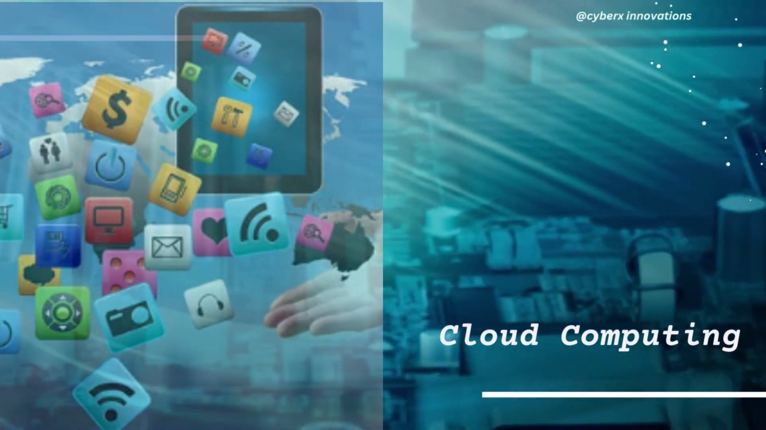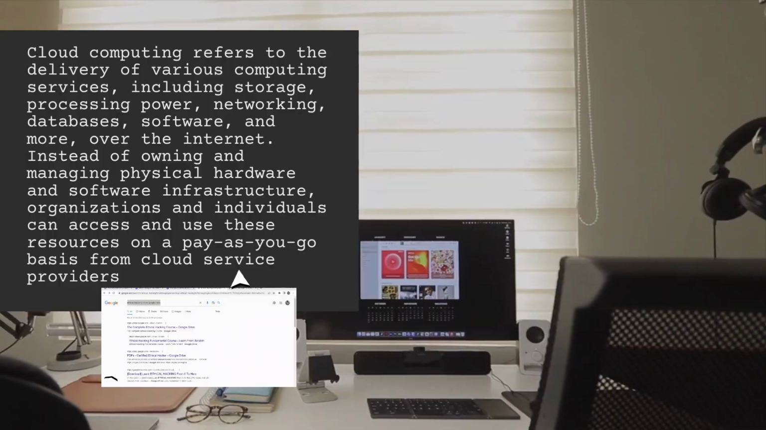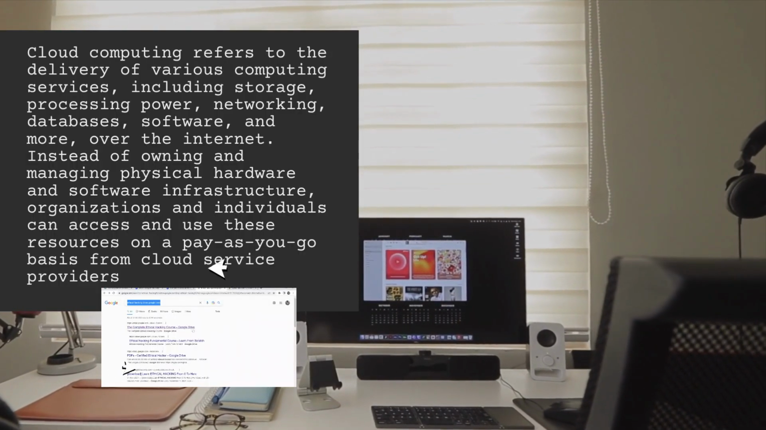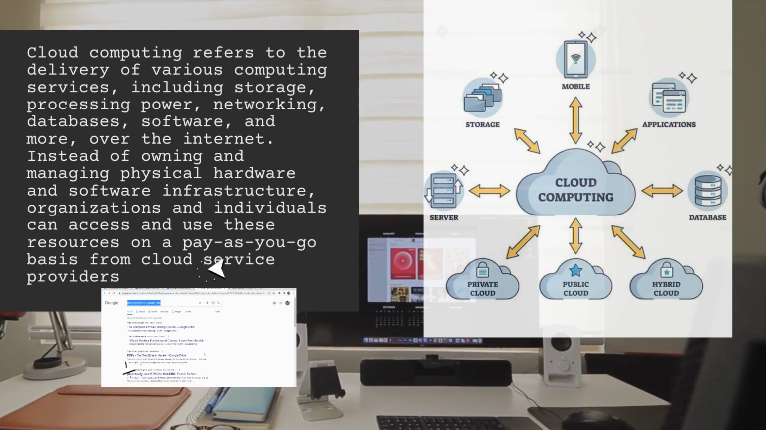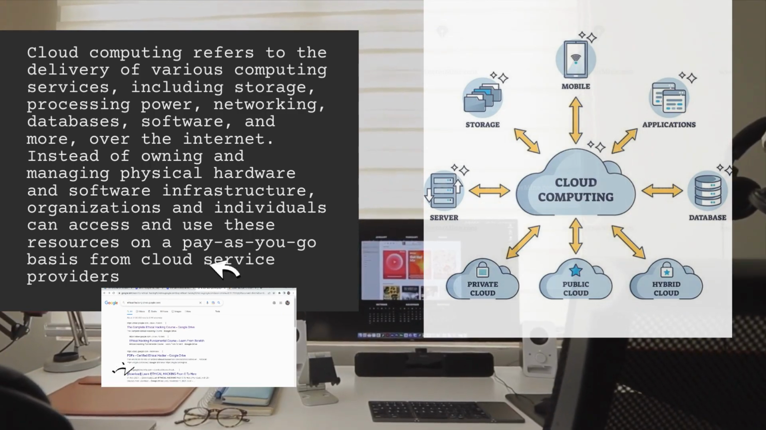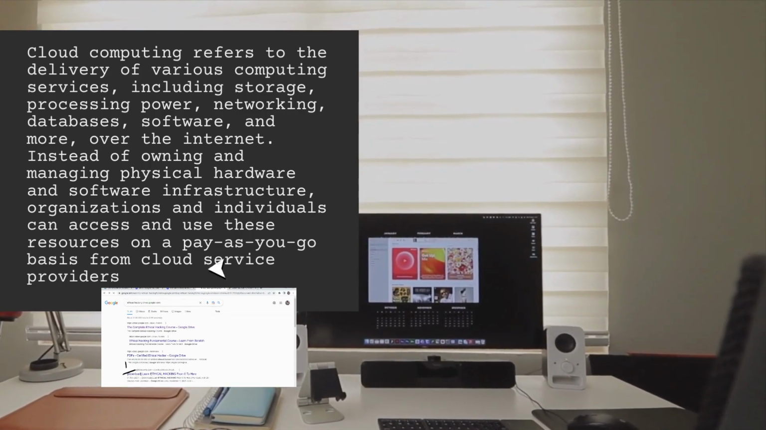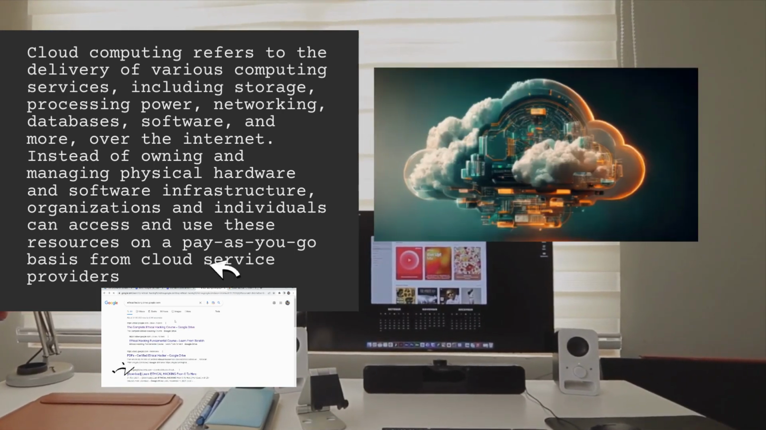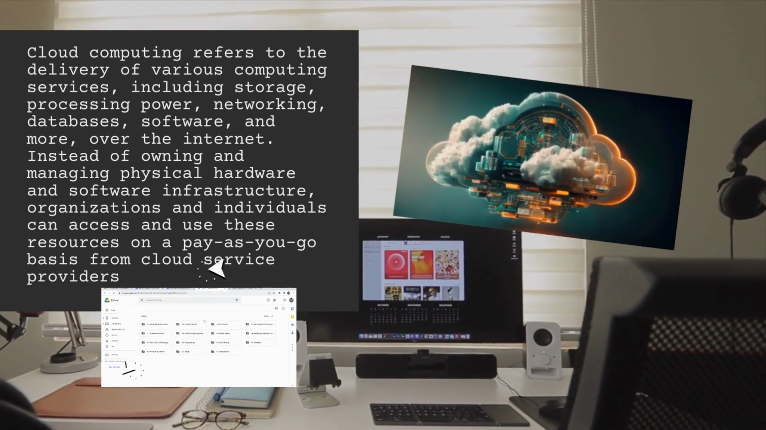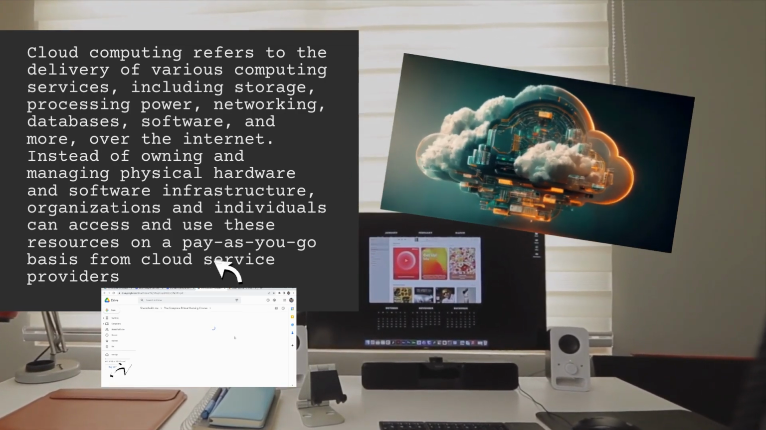Today, we're diving deep into the fascinating world of cloud computing. Cloud computing refers to the delivery of various computing services, including storage, processing power, networking, databases, software, and more, over the internet. Instead of owning and managing physical hardware and software infrastructure, organizations and individuals can access and use these resources on a pay-as-you-go basis from cloud service providers.